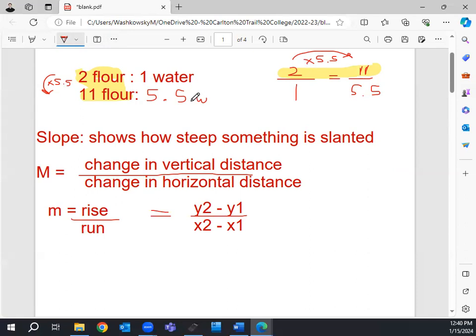And so just like before, if I take those ratios or that fraction up top, and if I change the flour and water to rise over run, you can still solve it the exact same way, right? All I've done is I've just changed the flour and water to rise over run. But you can still set up the exact same question to work out.